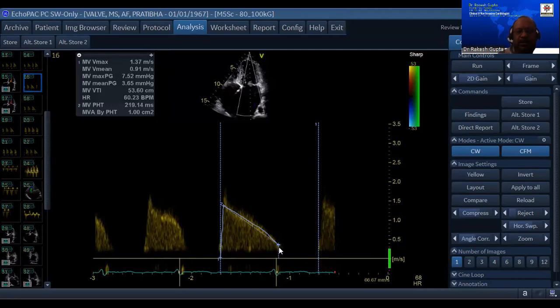This is an atrial fibrillation. We do not have any A wave. So we see a Doppler flow pattern across this mitral valve by continuous wave Doppler. Then we trace this Doppler spectrum from top down to bottom. Now we see a peak velocity of 1.37, mean velocity of 0.91, peak gradient of 7.5, mean gradient of 3.65, with VTI of 53.6, and then we took a peak to bottom that gave me a pressure half time of 2.19 and a mitral area based on pressure half time which we got as 1 centimeter square.